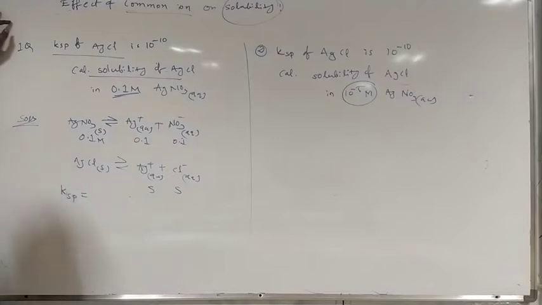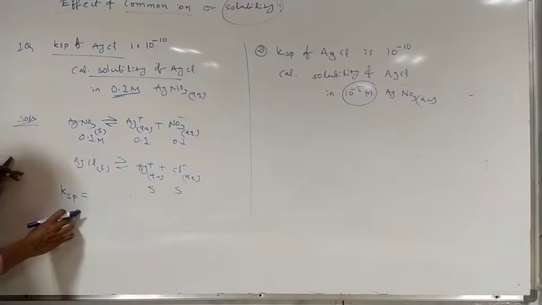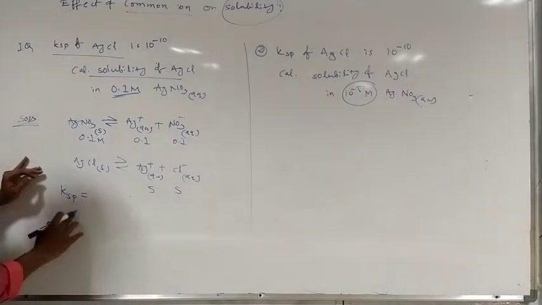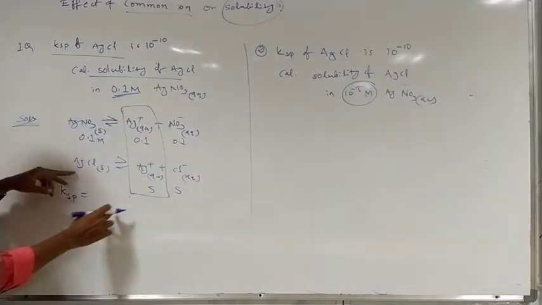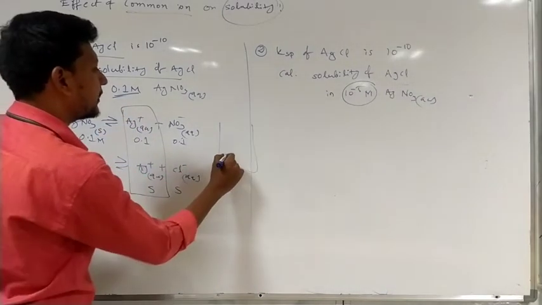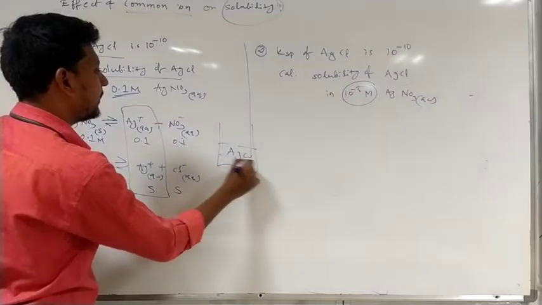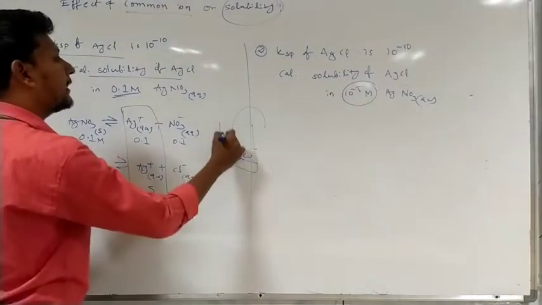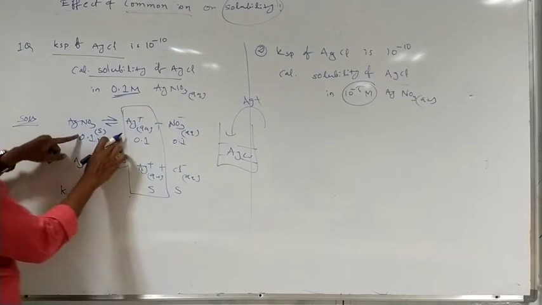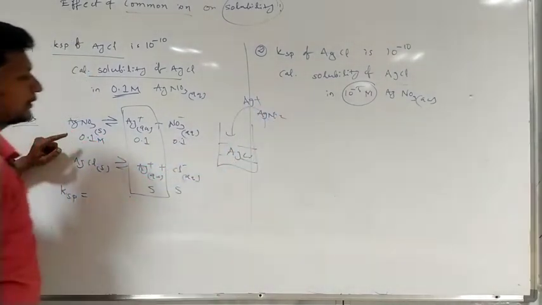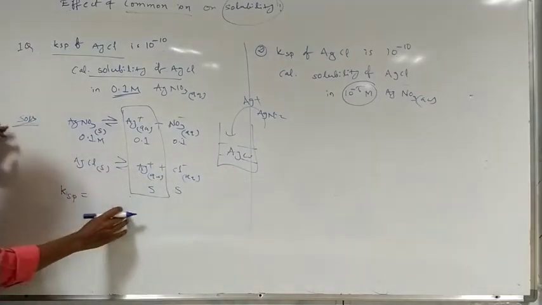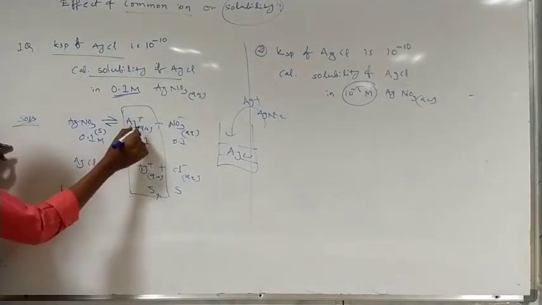KSP is equal to... Okay, before calculating the KSP, which is the common ion? The common ion is Ag+. This is the AgCl solution, and in the AgCl solution we are adding the common ion Ag+ from AgNO3. That's why I am going to add this Ag+.